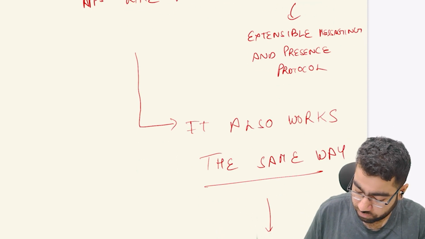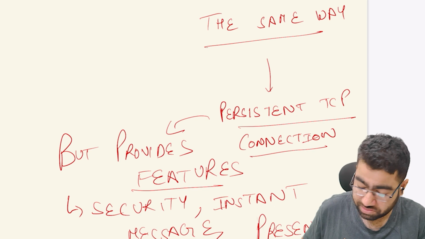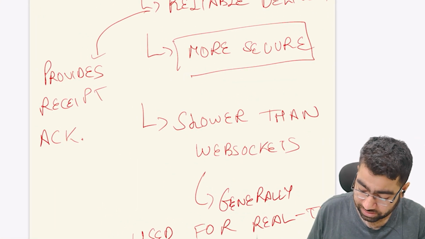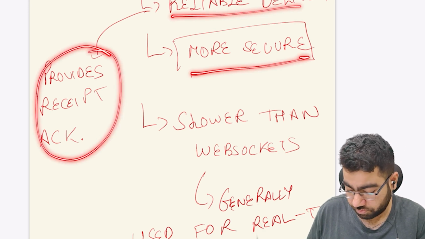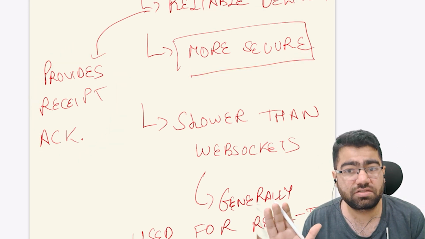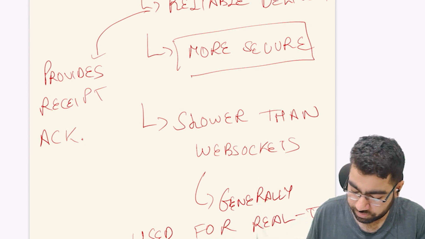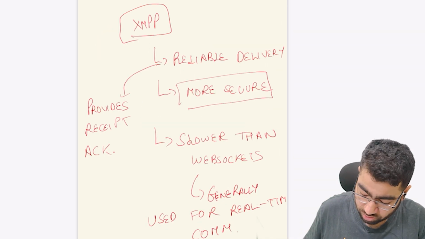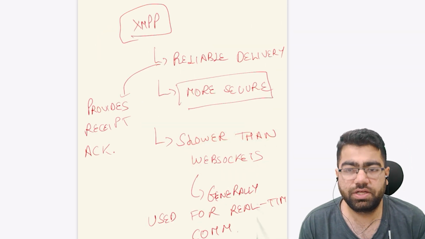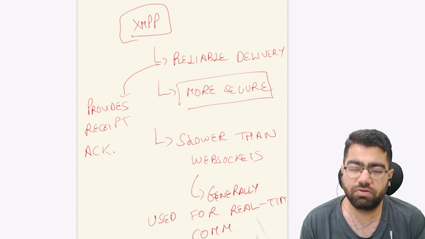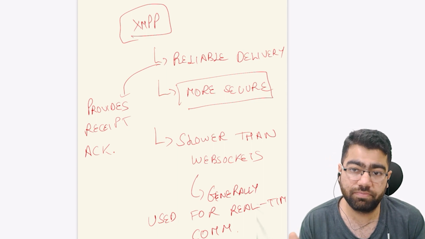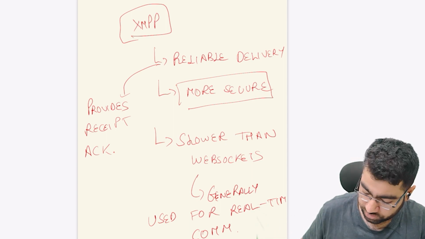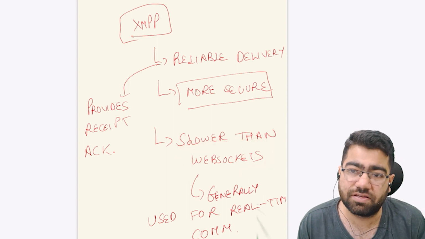And apart from that, it offers a lot more features like security, instant messaging, and presence, which are very much required for a chat application. It also provides reliable delivery, it is more secure, and it also provides receipt acknowledgement. Though it is slower than WebSockets, still a lot of people prefer using XMPP over WebSockets because of the benefits that I talked about. WebSockets are more generally used for real-time communication. For example, if there is a live chat going on in any video, then you would use a WebSocket. Even chat applications you can build with WebSocket. A lot of chat applications are built with the help of WebSockets instead of using XMPP as the underlying protocol.